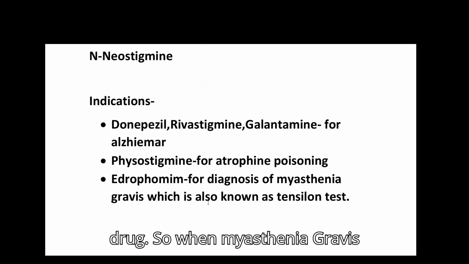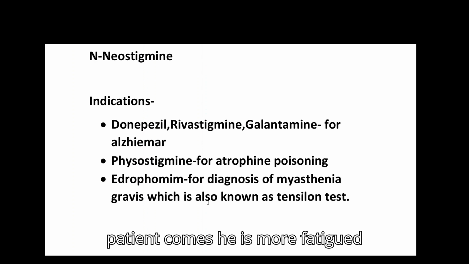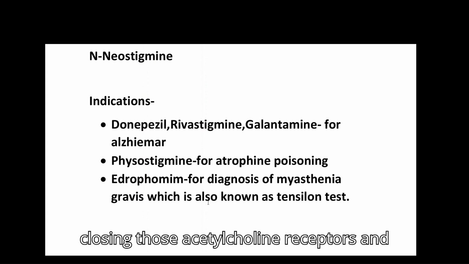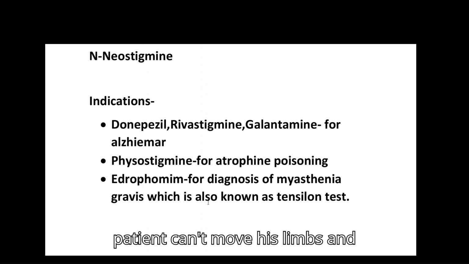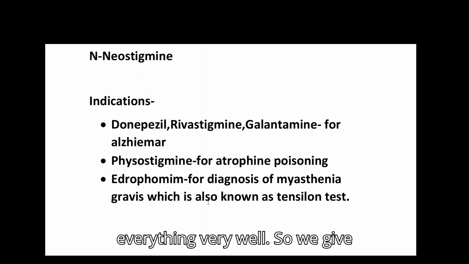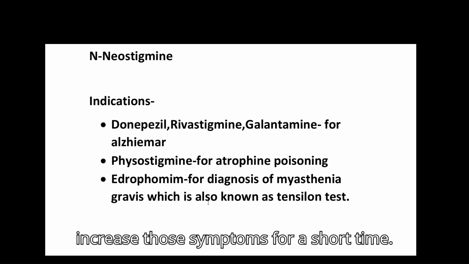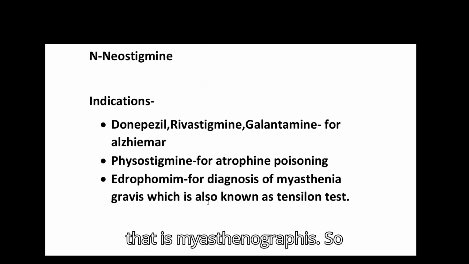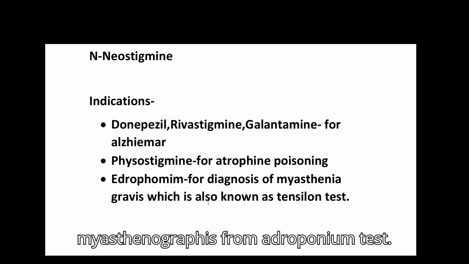When a myasthenia gravis patient comes, he is more fatigued, so he is very slow, and the autoantibodies are blocking those acetylcholine receptors, and the patient can't move his limbs and everything very well. So we give edrophonium, and edrophonium will improve those symptoms for a short time. If it is improving, that is myasthenia gravis. That's how we diagnose myasthenia gravis with the edrophonium test.